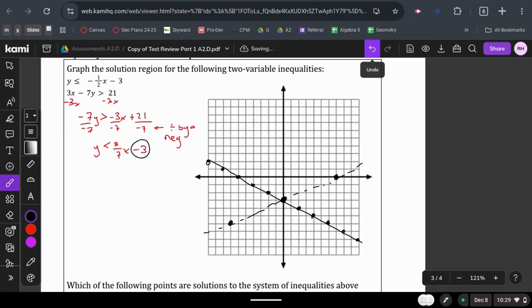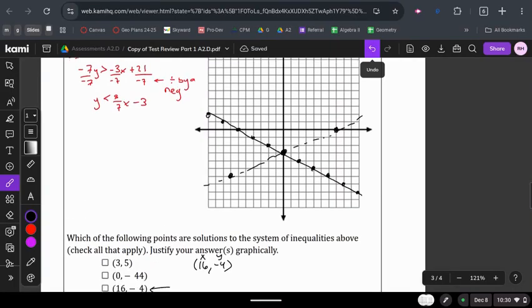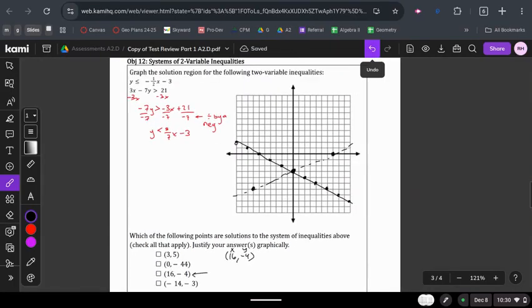All right, so this is what your first problem will look like. It'll show the two lines, and you have to determine where it's shaded, where's the solution region. But it's going to ask you to do so using ordered pairs. So for example, if I were to look at this first ordered pair, 16, -4, this gives me an x and y value. I can plug that back into the original inequalities.